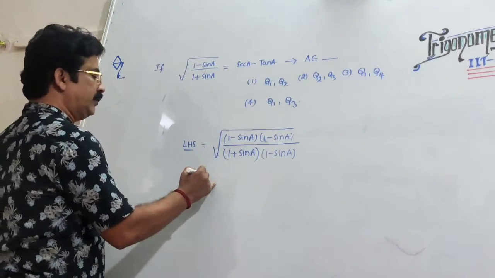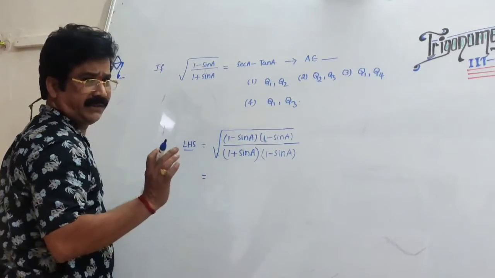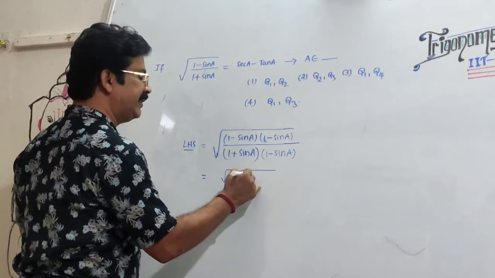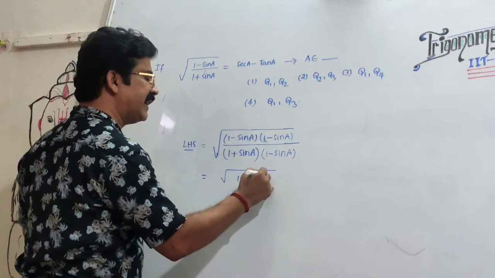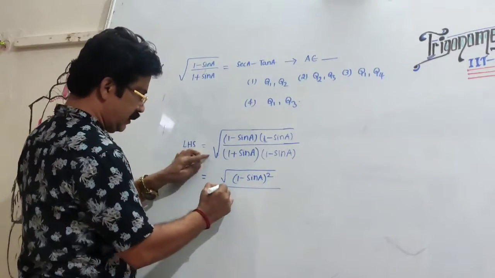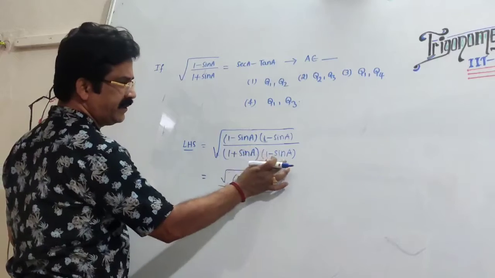Right. So it is just simplification. It is just like x into x. X into x means x square. So the numerator is 1 minus sin A whole square, whole divided by root of the denominator. A plus b is in the form of a plus b into a minus b.